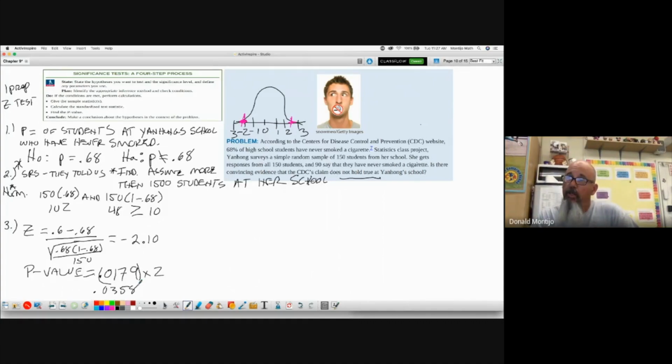Assuming that Yanhong's school smokes the same as the rest of the nation, there is a 3.58% chance of finding a sample proportion of 0.6 or less. So if her school smokes at the same rate, there's a pretty small probability of me finding the sample that I did. Therefore, I don't think her school is the same. So finally, let's interpret in context. Let me change the color just because I got so much on this page. I probably should have done each step in a different color.